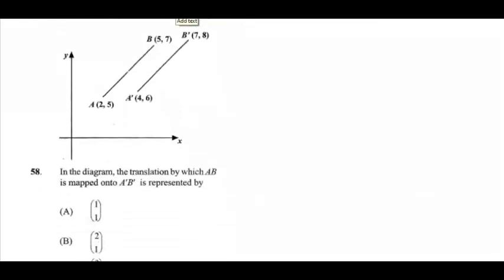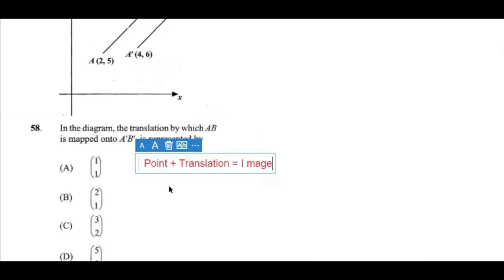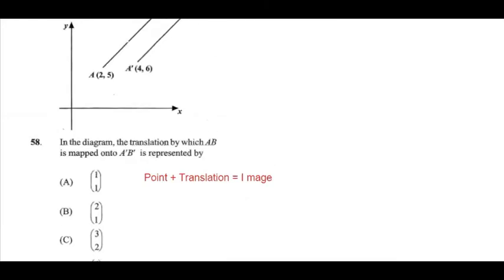In the diagram, the translation by point AB is mapped onto, that is represented by, so remember, point plus translation is equal to image. So in this question, we're given the point and we're given the image, so we're trying to find what the translation is. So therefore it would be the image minus the point to get what the translation is, and we can choose any two random points to get this.